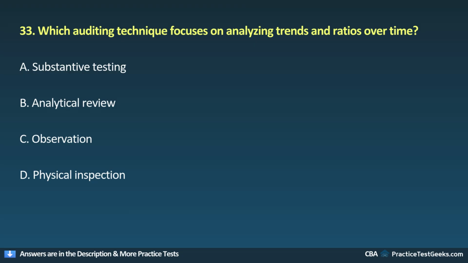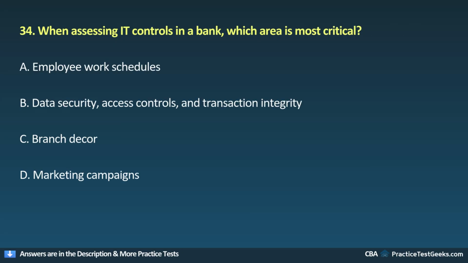A. Substantive testing. B. Analytical review. C. Observation. D. Physical inspection. 34. When assessing IT controls in a bank, which area is most critical?